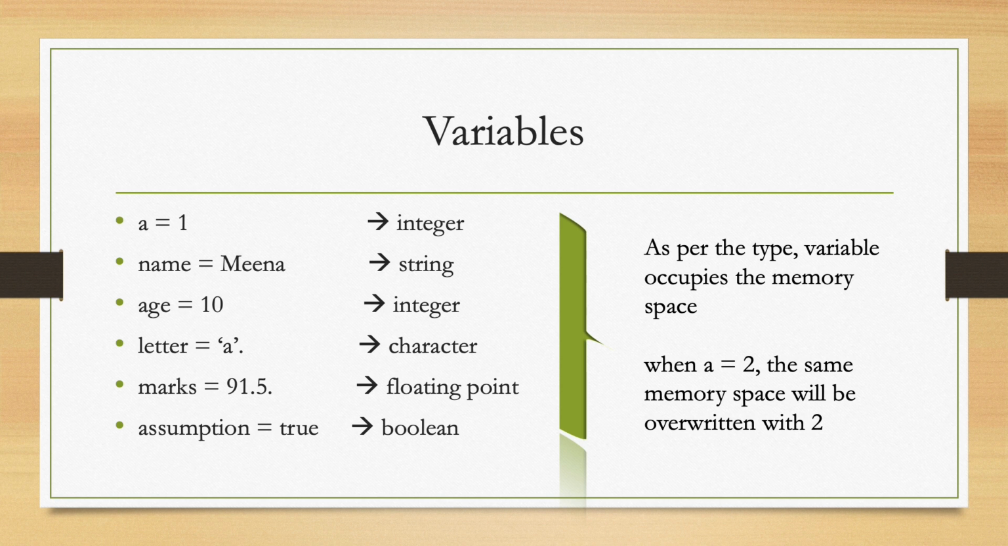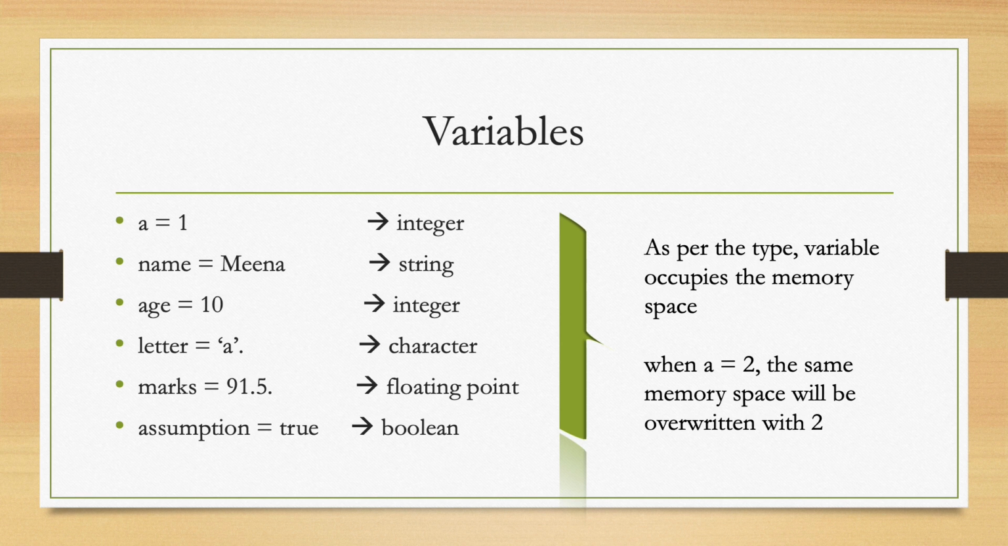Variables are... I've shown some variables here. A is equal to 1, which shows an integer variable. Name is equal to Meena, which shows a string. Age is equal to 10, it's an integer again. And letter as A, it's a character variable. Marks is 91.5, it's a floating point variable. Assumption is equal to true, it's a Boolean variable. So these are some of the different types of variables.